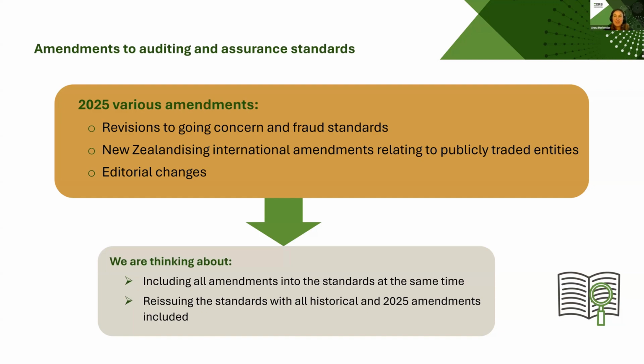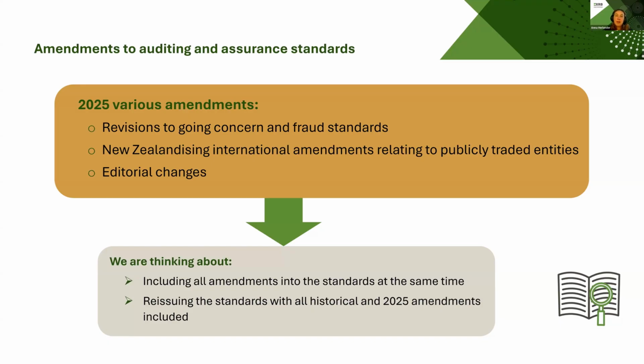We call them, in standard setter jargon, conforming and consequential amendments. So for example, if there is a change in a concept or terminology in one standard, this needs to flow to all other standards to make them consistent. For example, if the going concern and fraud standards are now revised, they have a different structure and different paragraph numbers. Whenever there are cross-references in other standards to going concern and fraud, then all these cross-references need to be updated.